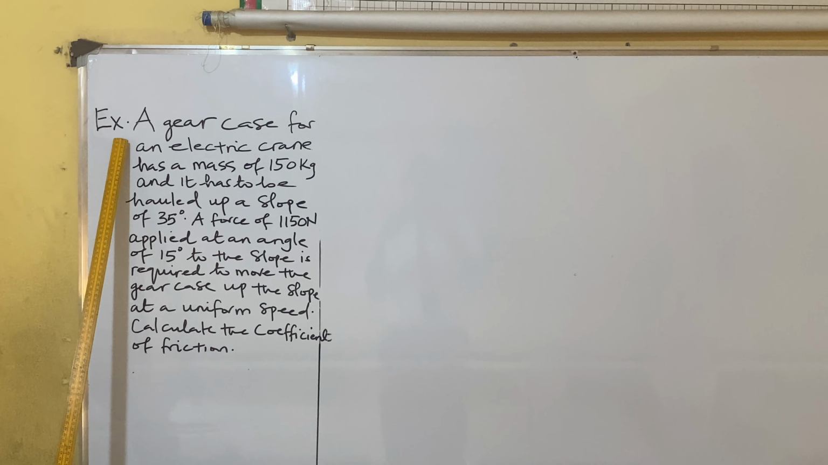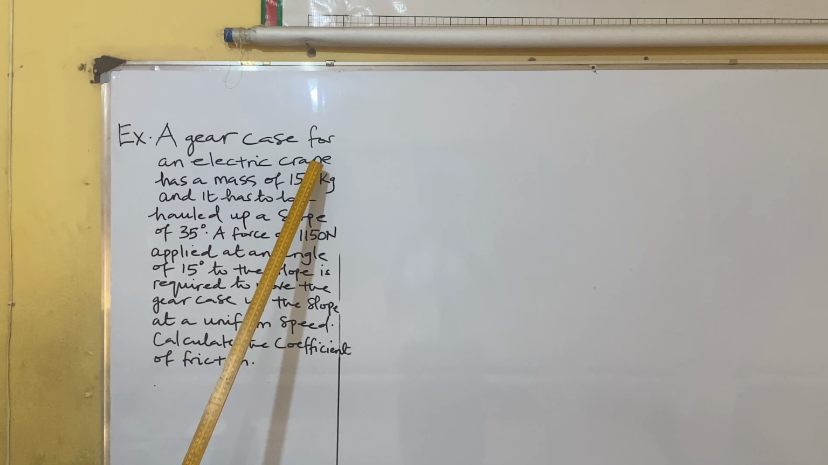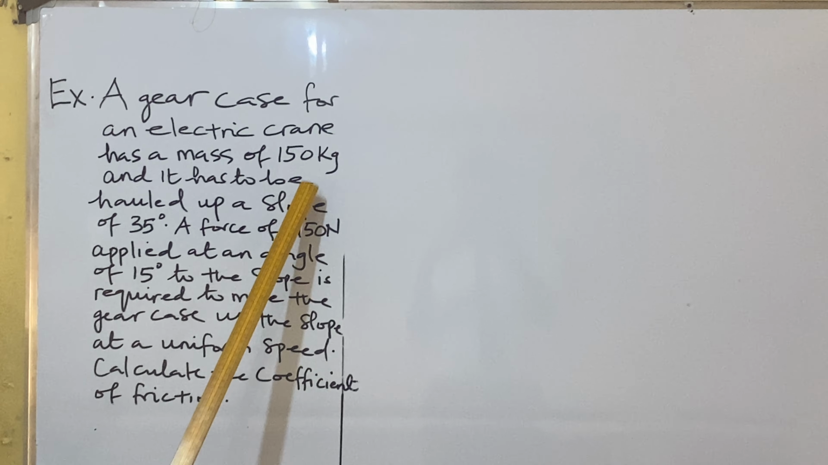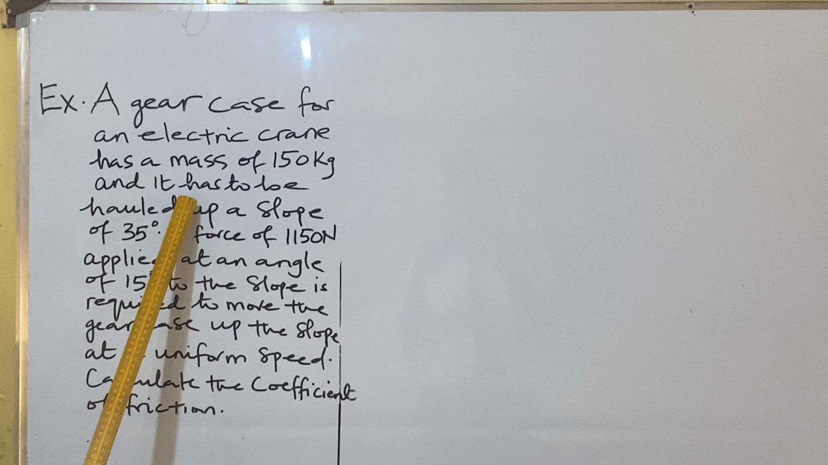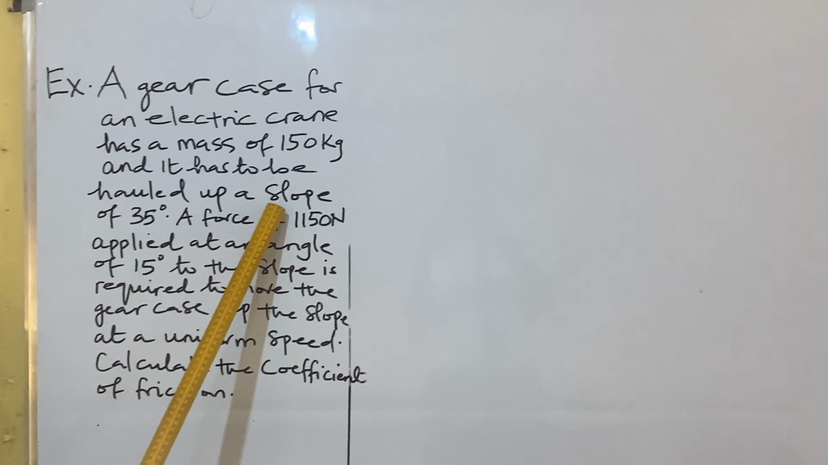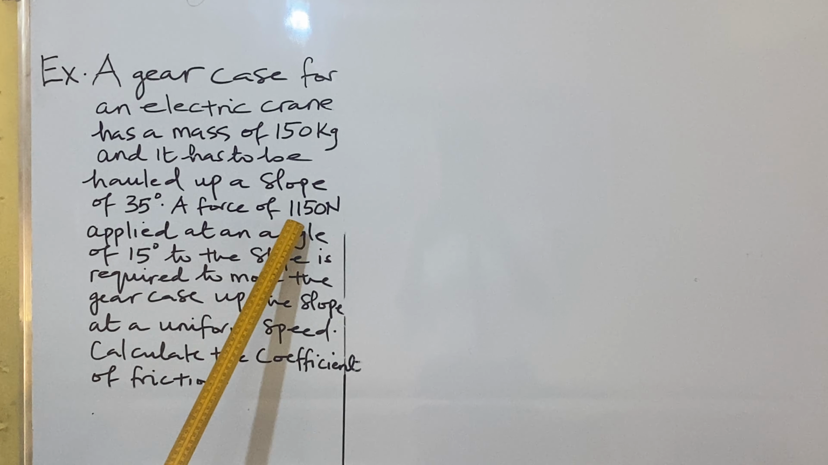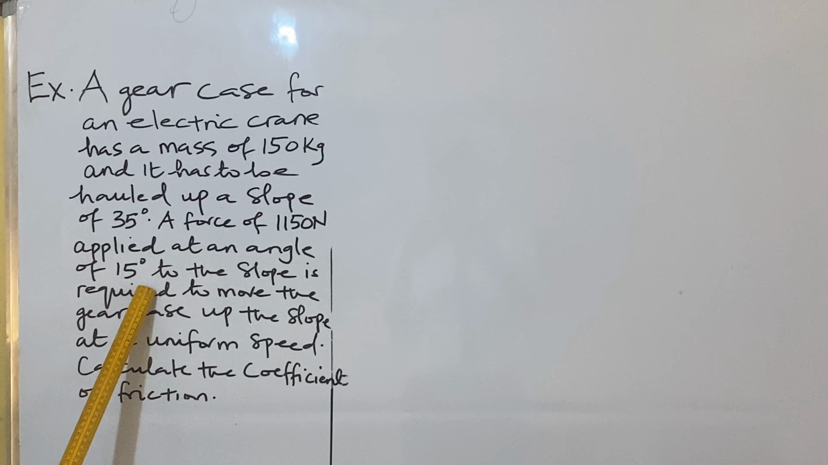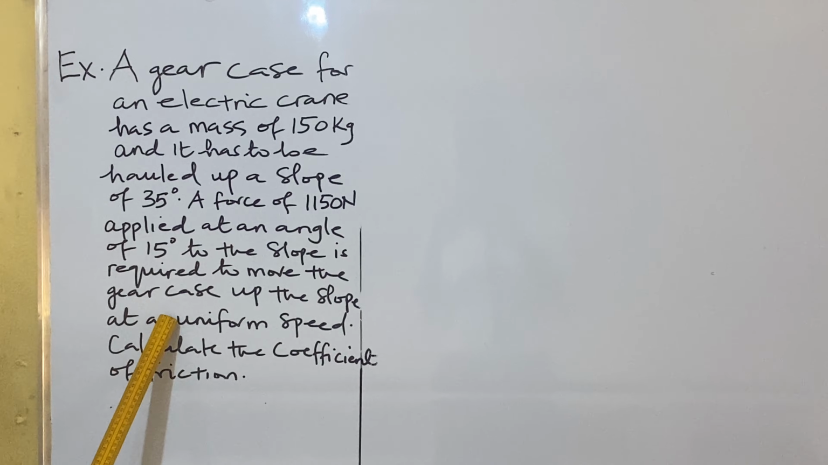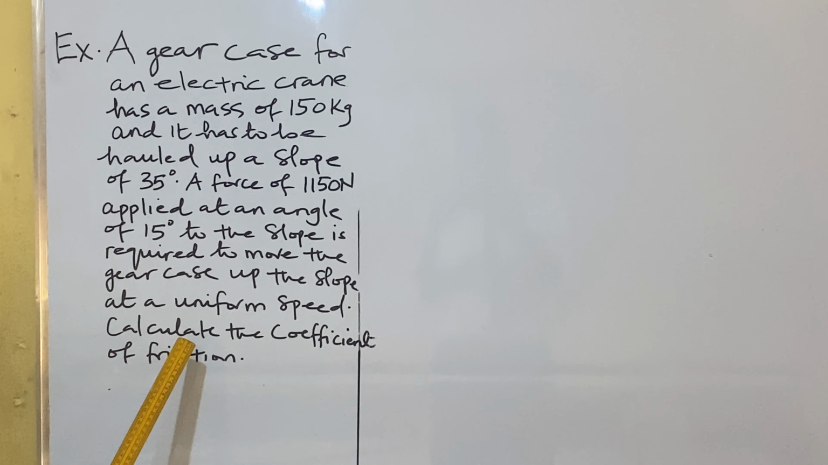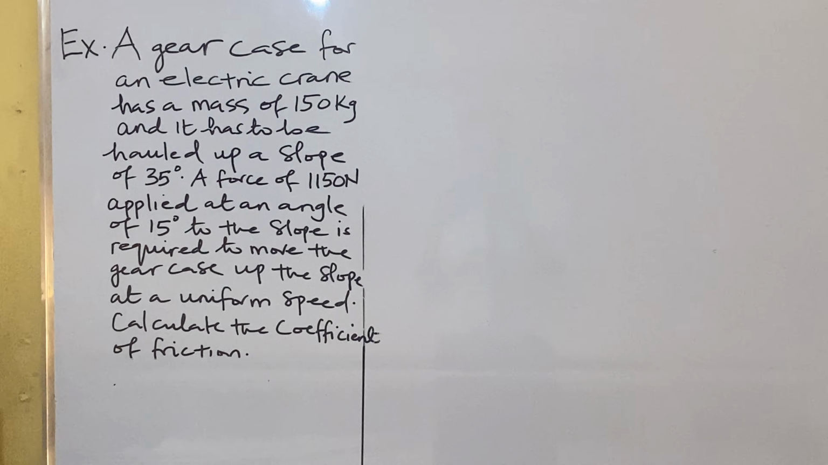Let's have another example here. A gear case for an electric crane has a mass of 150 kg and it has to be hauled up a slope of 35 degrees. A force of 1150 Newton applied at an angle of 15 degrees to the slope is required to move the gear case up the slope at a uniform speed. Calculate the coefficient of friction.